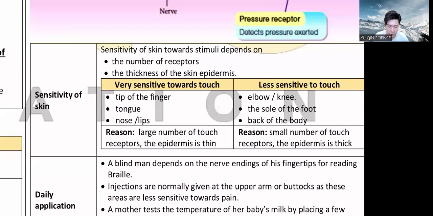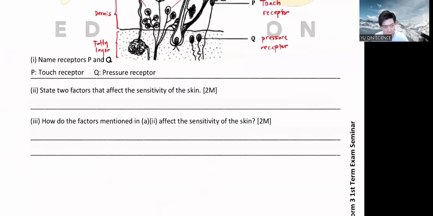Okay, good. You copy directly. You follow up with your short notes. Your short notes put side by side, easier. How do the factors mentioned affect the sensitivity?